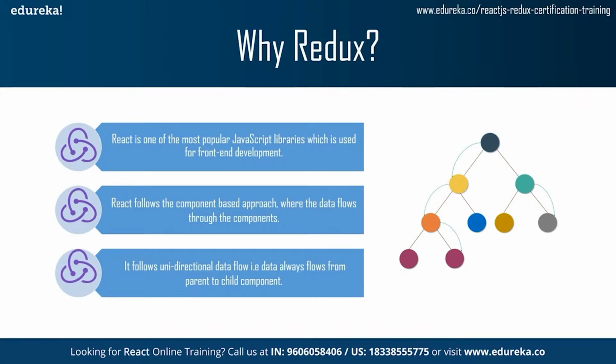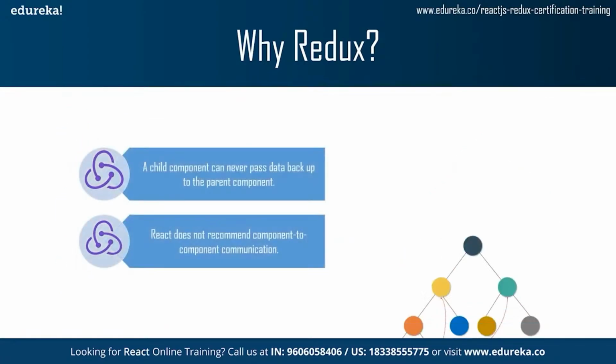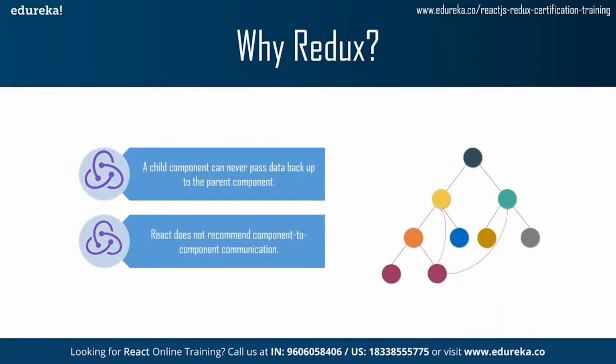As you can see on the screen, the colored circles are representing the components, where the upper component is the parent, while the lower ones are the child or subcomponents. The view cannot interrupt the data flow, so data flows in a unidirectional fashion. Here data flows from parent to child. React does not provide any way for direct component-to-component communication. Although React has features to support this approach, it is considered to be a poor practice as it is prone to errors. As you can see on the screen, a child component can never pass data back up to the parent component, and here is the catch.